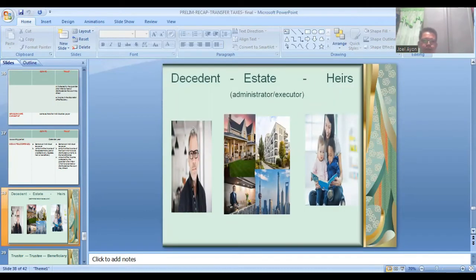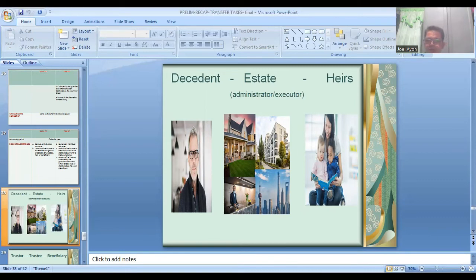So in this slide, as you can see, we have the decedent, the estate, and the heir. These are the three entities. The decedent is, of course, a dead person who has a will or has property, which is called the estate. It is given to his or her heirs. And the estate is managed by an executor or administrator. An executor is named in the will, holographic or testamentary, while the difference is that the administrator is appointed by the court.